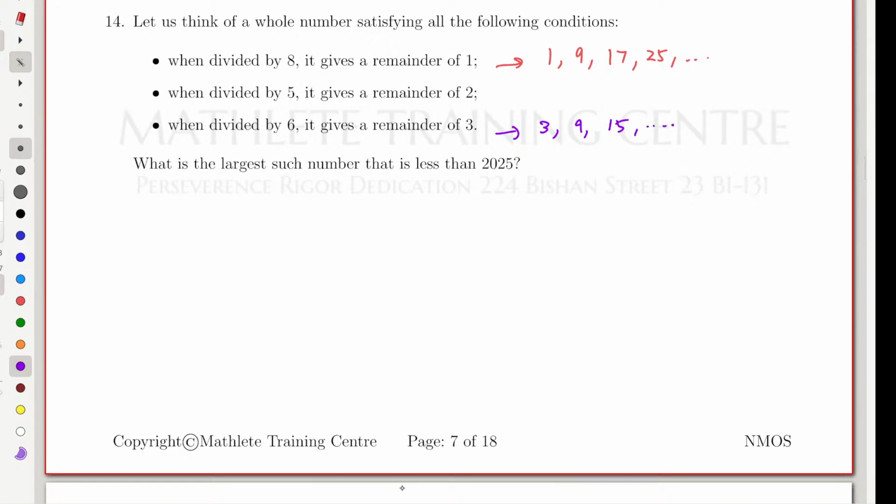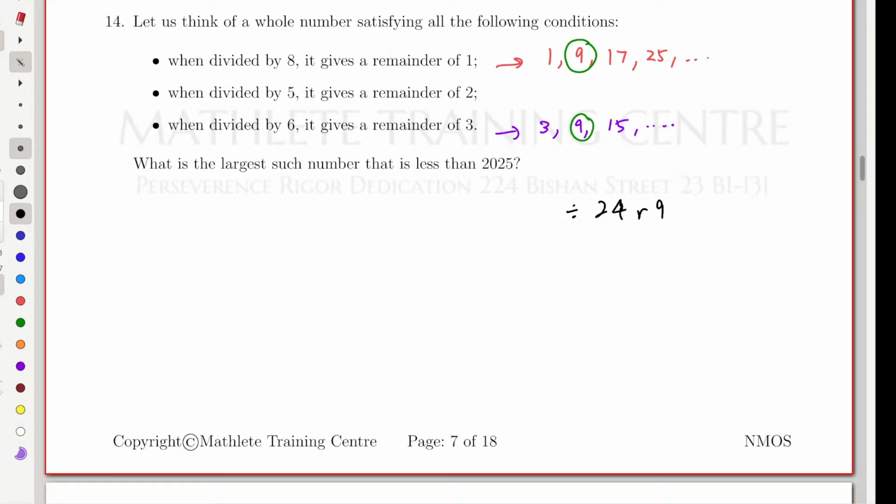And hey, you can already see there's one of them in common. So together, what this means is that actually I'm going to divide by 24, remainder 9. Why 24? Because 24 is the lowest common multiple of 6 and 8. If you say divide by 48, remainder 9, then you'll be wrong. Because although 48 is 6 times 8, 48 is not the lowest common multiple of 6 and 8.